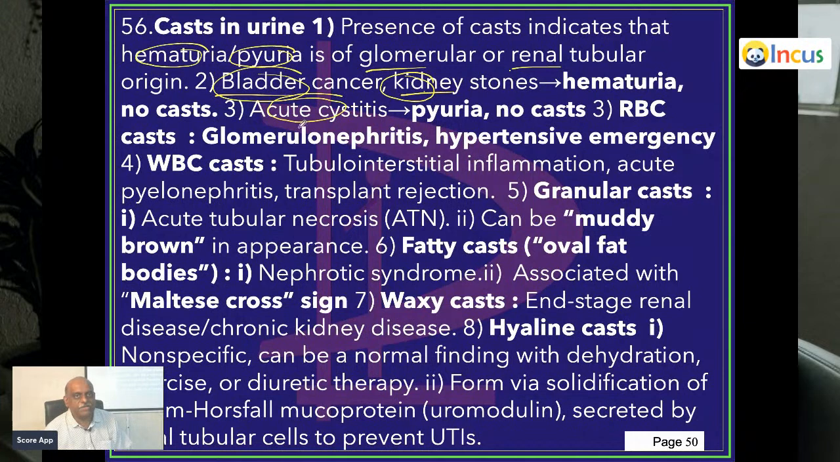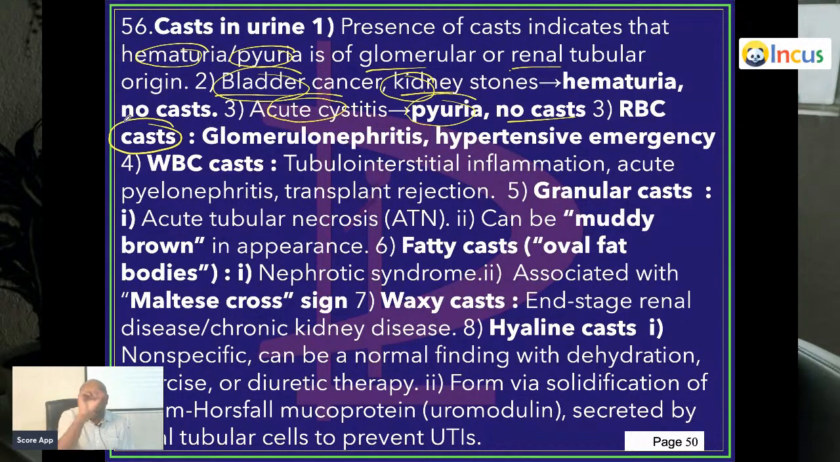In acute cystitis in the bladder, there is a pyuria, WBCs in the urine, but no casts. So if the RBC casts are there, that indicates it is a glomerular level pathology. Whenever the hematuria is because of a glomerular pathology, the RBC is squeezing through the glomerulus and becomes dysmorphic. No more that biconcave disc-like RBC, but dysmorphic RBCs are indicative that the hematuria is originating from the glomerular level. Whereas at the bladder level, the hematuria won't form any casts.